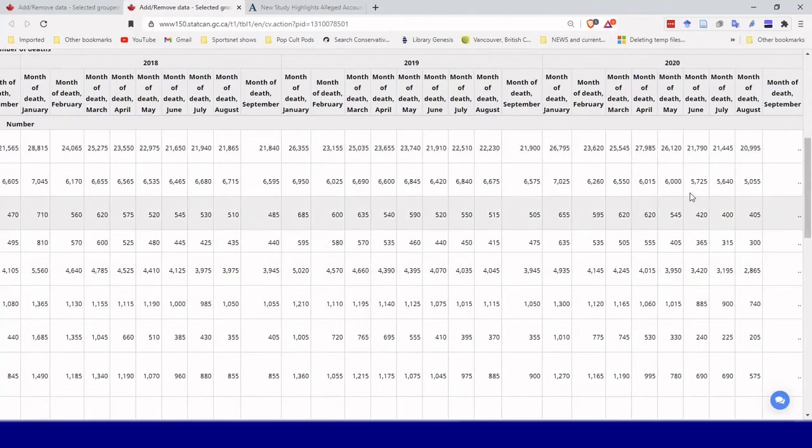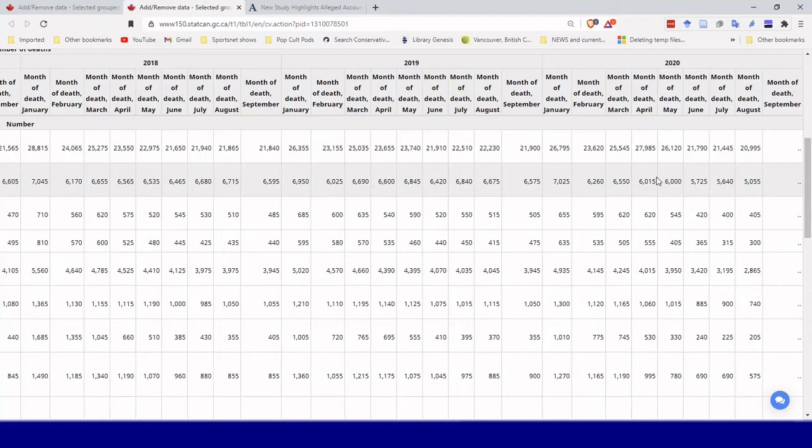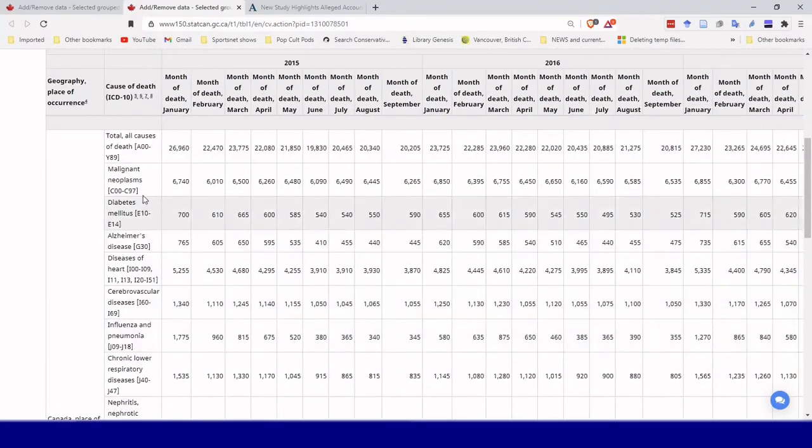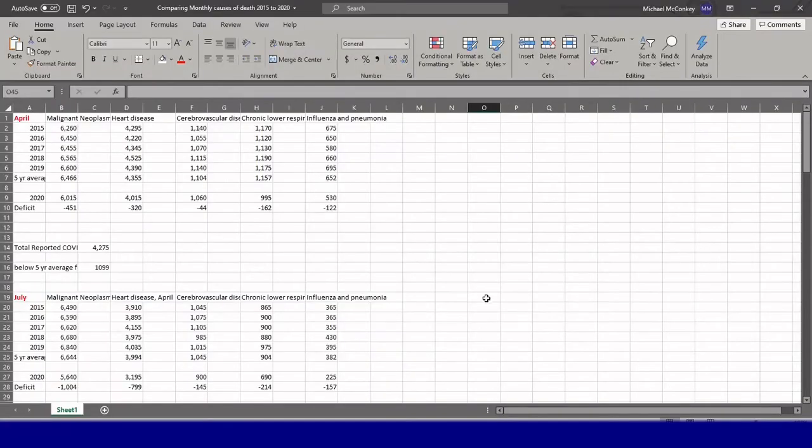That would be 6, I believe, right? 1, 2, 3, 4, 5, 6. So there's only 6 months that I'm able to compare on, but it's better than nothing. This is the way that I'm approaching this. Along here you have all the different causes of death, and I went and created for myself an Excel. I'm totally inexperienced with Excel. I've used it the occasional time over many years, so I had to give myself a quick refresher course.